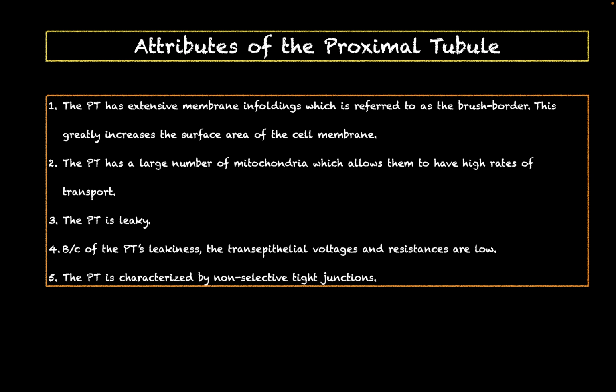So now that we know these attributes, let's talk about how sodium chloride is reabsorbed in the proximal tubule. So in order to understand how sodium chloride is reabsorbed by the proximal tubule, let's draw the diagram that we're going to use today. So the first thing that we're going to draw is we're going to draw our cells. And these cells, as we talked about, are epithelial cells. And this is going to be the proximal tubule region of the nephron.